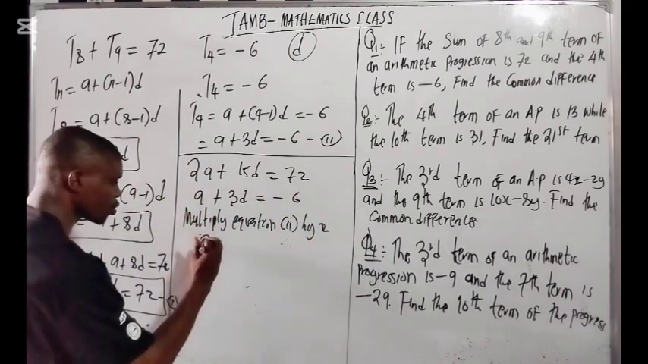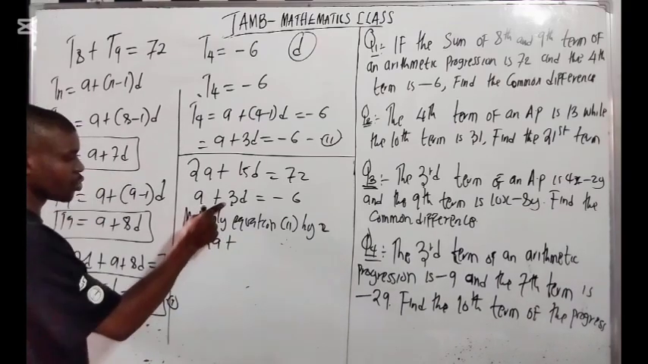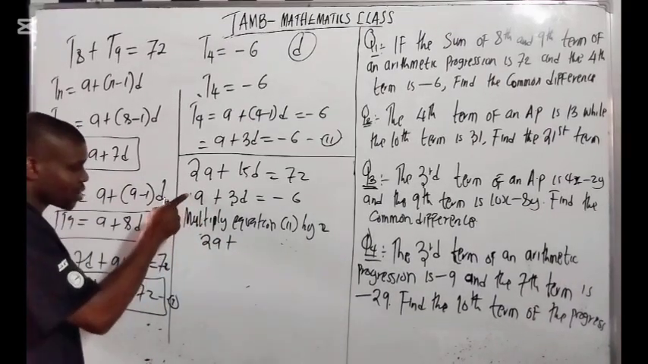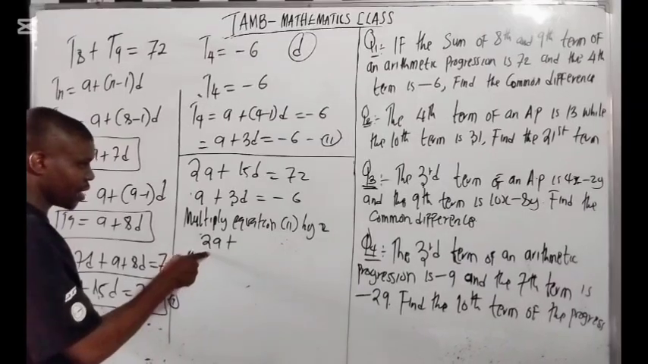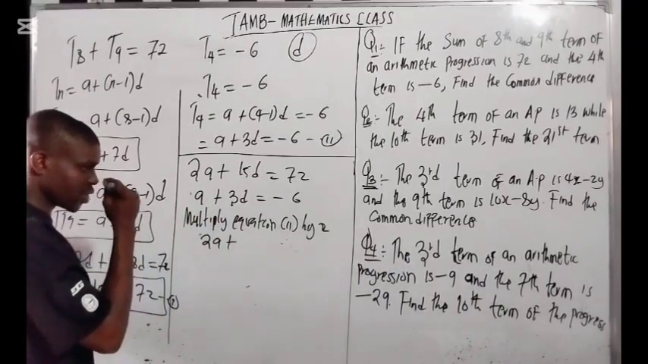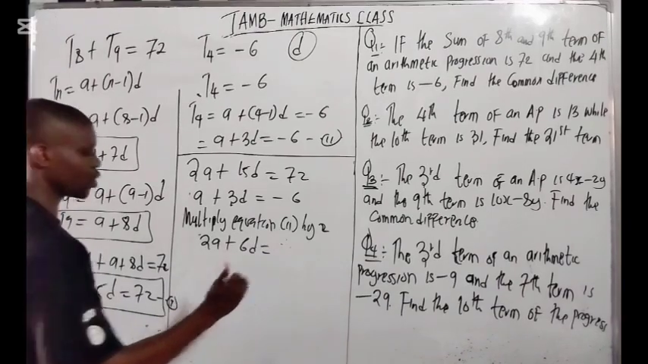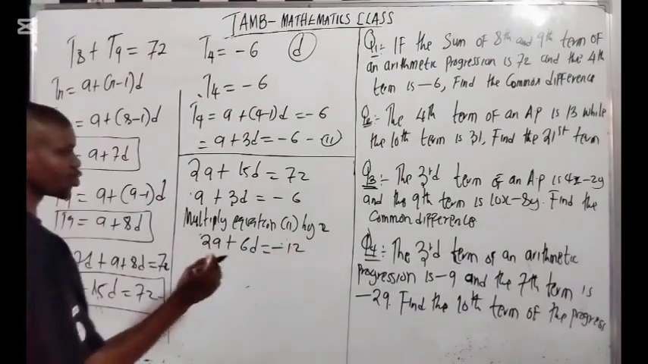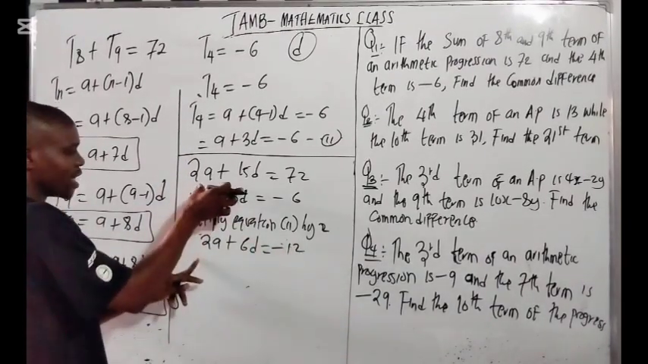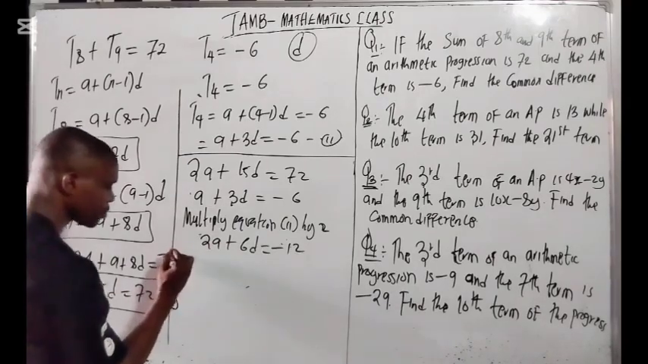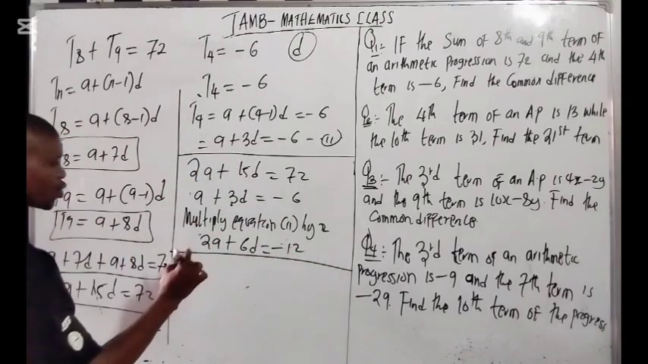What happened is going to be 2a plus... Remember, there's one here, right? 2 times a is what? 2a. 2 times 3 is what? 6d equals to what? 2 times 6 is what? Minus 12, right? So this one I'll transfer to this one here, right? What happened? We have now brought the two of them together.